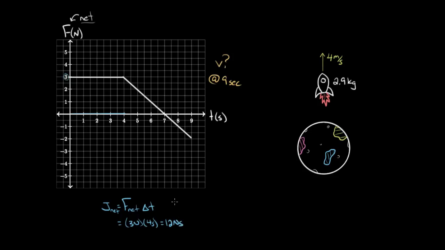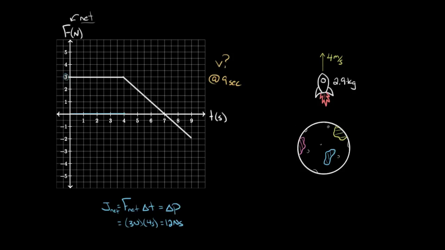Now you might be like, wait, who cares about newton seconds here? I want the velocity. I don't care about the force and the time. I want to know the velocity at 9 seconds. But they teach you at the Alien Space Academy that the net impulse is not only equal to the net force times the time, it's also equal to the change in momentum of the object that the force was exerted on. And this is good.